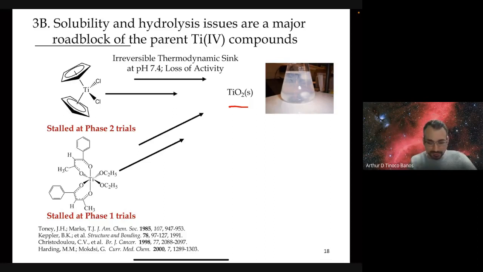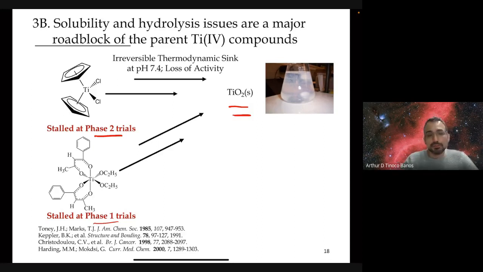So budotitane advanced to phase 1 trials, and titanocene dichloride advanced to phase 2. And the reality is that the reason these compounds didn't go any further is because they simply did not exhibit much activity. They were not efficacious. As far as the toxicity, there was some exhibited, but it was really not a major concern. It was essentially that they were not active. And so to an extent, it could be this instability that was the reason for these compounds not to be active.